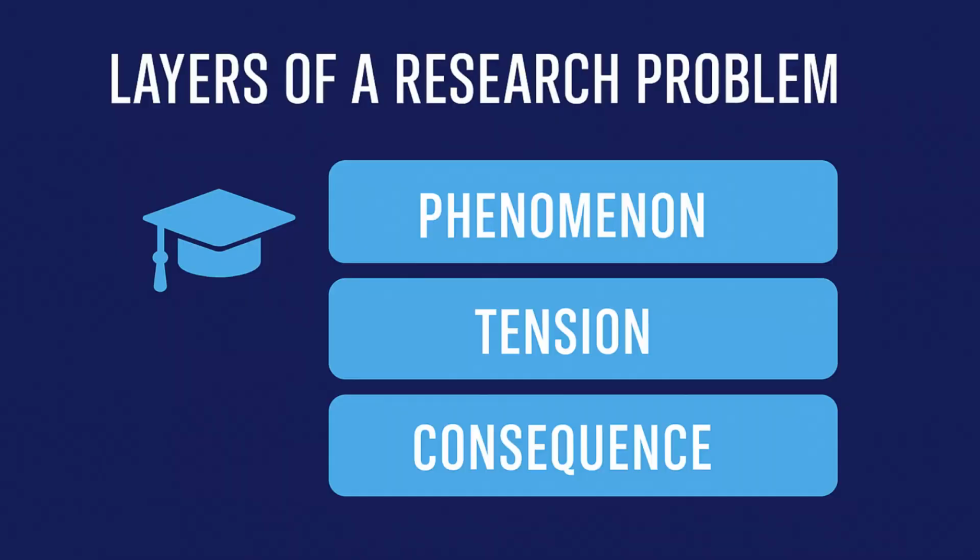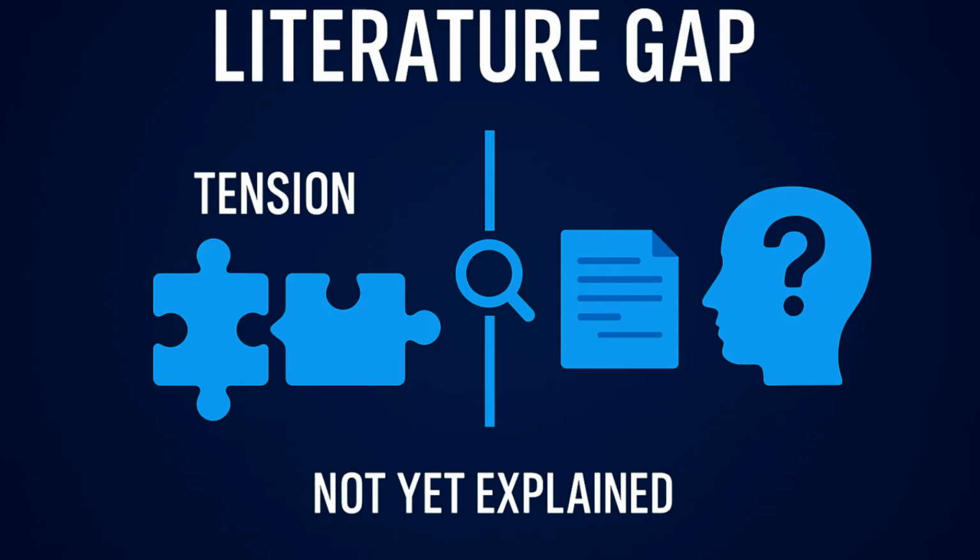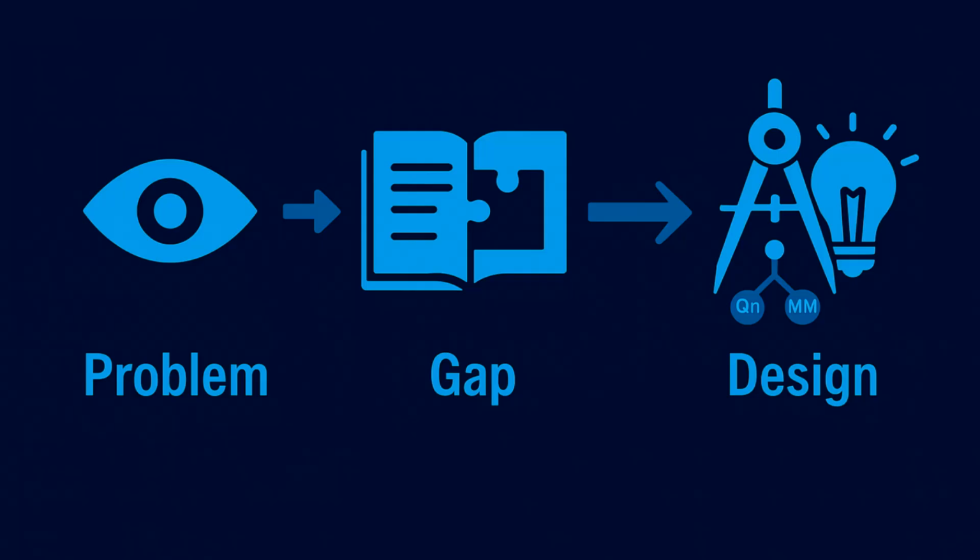The research problem identifies a real phenomenon, brings forward a tension within that phenomenon, and names a consequence that matters if the tension remains unresolved. Once this problem is established, the literature gap then identifies what prior scholarship has not yet explained, tested, or understood about that tension. When those two pieces are viewed together, they show the type of knowledge the field now needs: interpretive, numerical, or both. The design is simply the method capable of producing that form of knowledge.